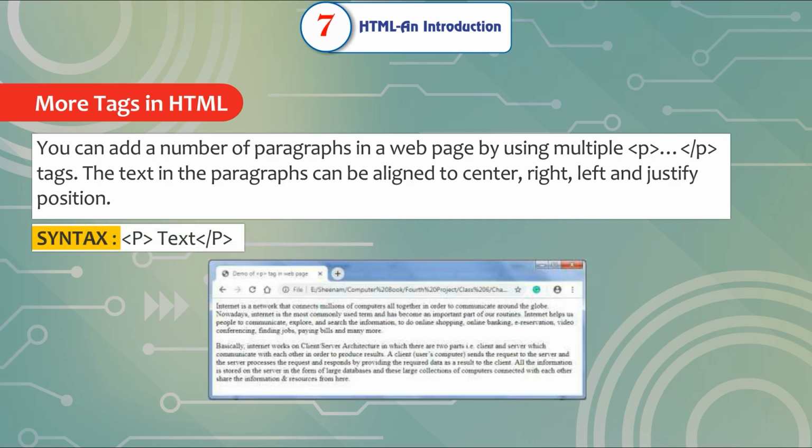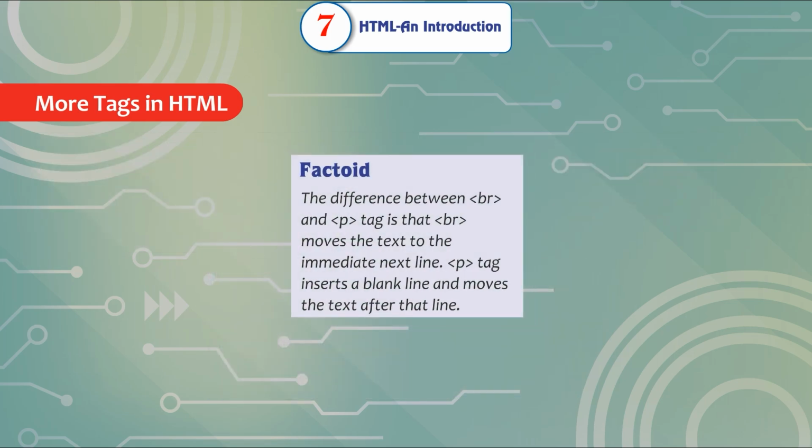Syntax: P text /P. Factoid: The difference between the BR tag and the P tag is that BR moves the text to the immediate next line. The P tag inserts a blank line and moves the text after that line.